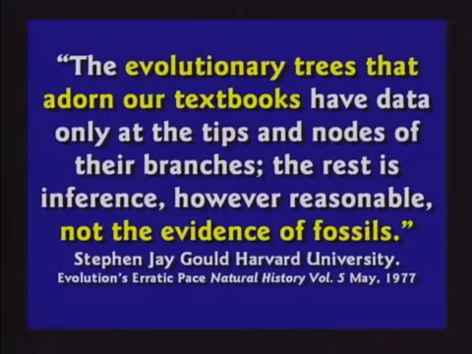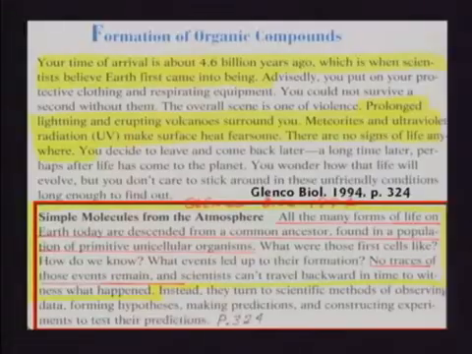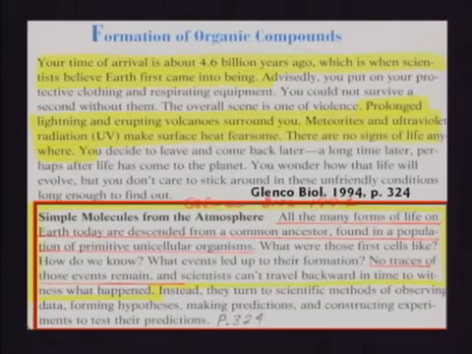It's imagination. This textbook says, all the many forms of life on Earth today are descended from a common ancestor, found in a population of primitive unicellular organisms. There's no such thing as a primitive unicellular organism. And then it says, no traces of those events remain. Yes, boys and girls, we know what happened, but there's no proof.